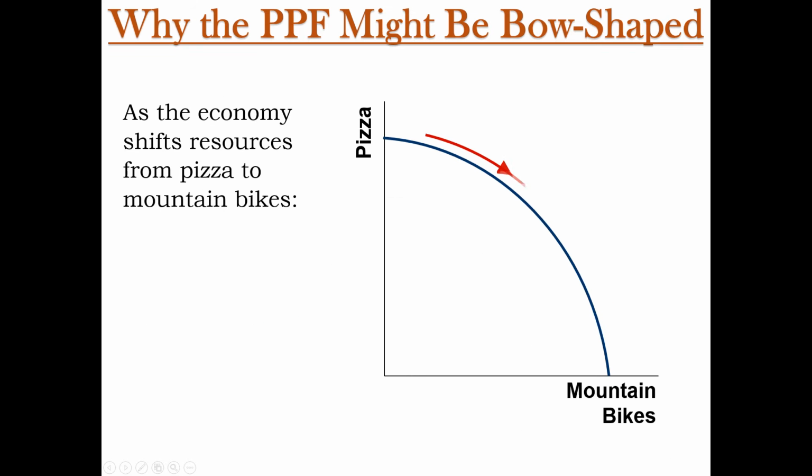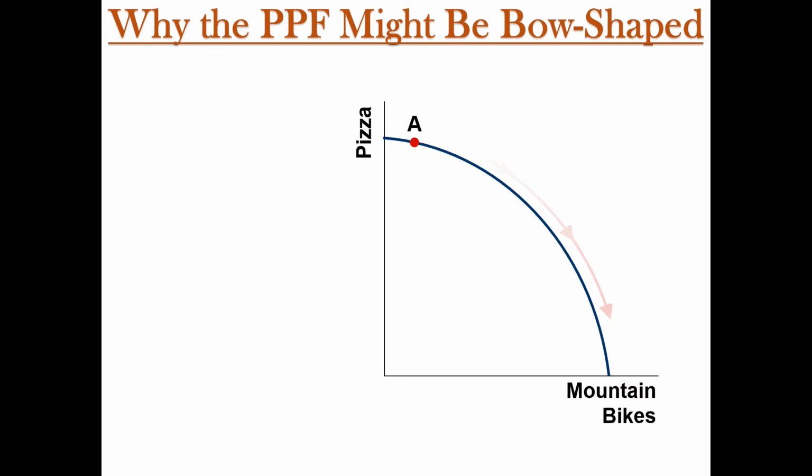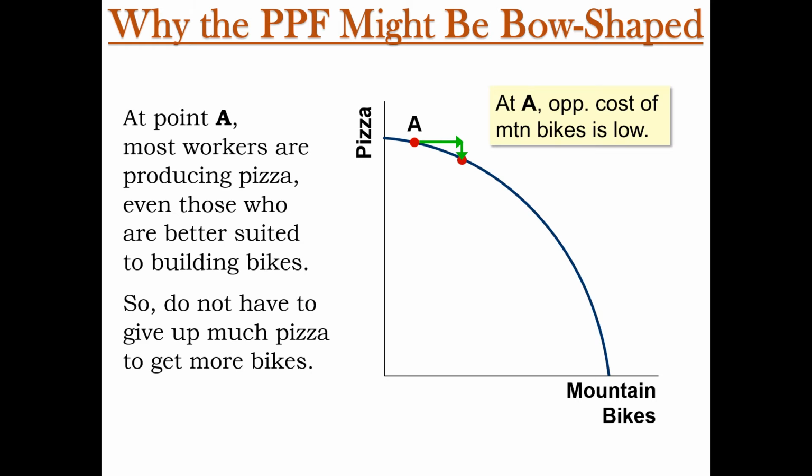Now, let's discuss a little bit about why a production possibilities curve might look like this. Why might opportunity cost increase as we increase production? Okay? Again, as it's bowed outwards, the production possibilities curve becomes steeper. Opportunity costs begin to increase. Okay? So as we move from point A, for example, to point B again, we may not have to initially give up very many pizzas to gain mountain bikes.